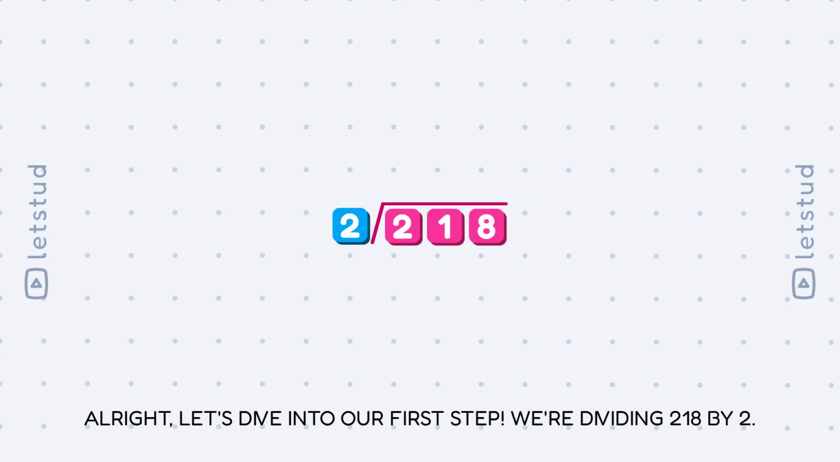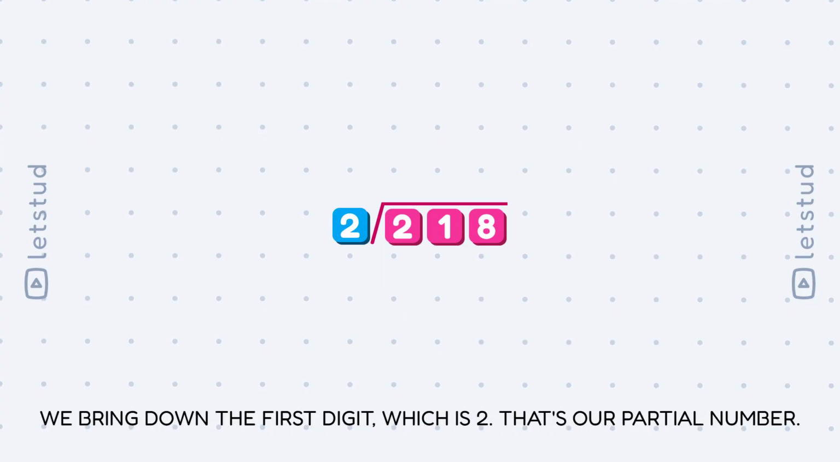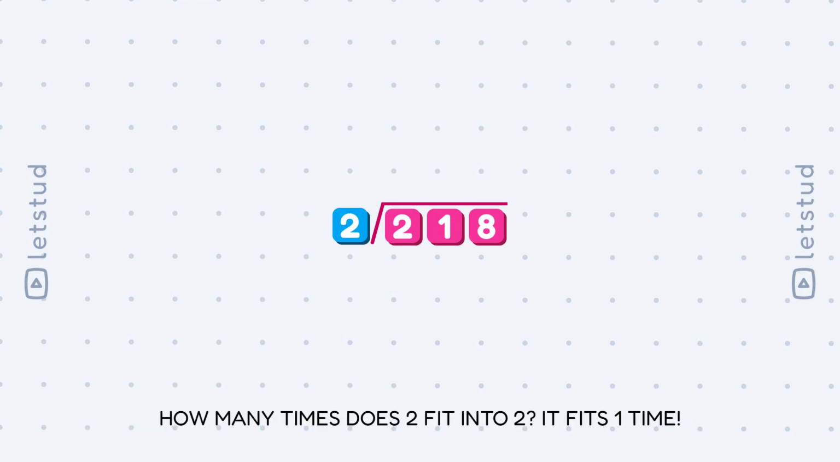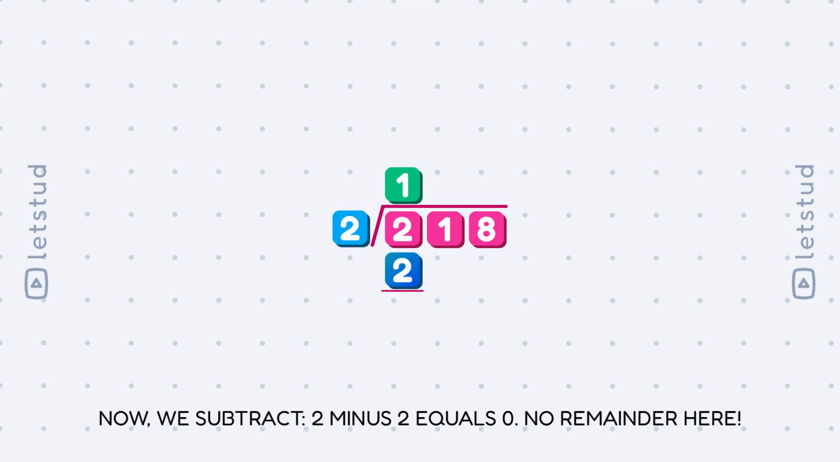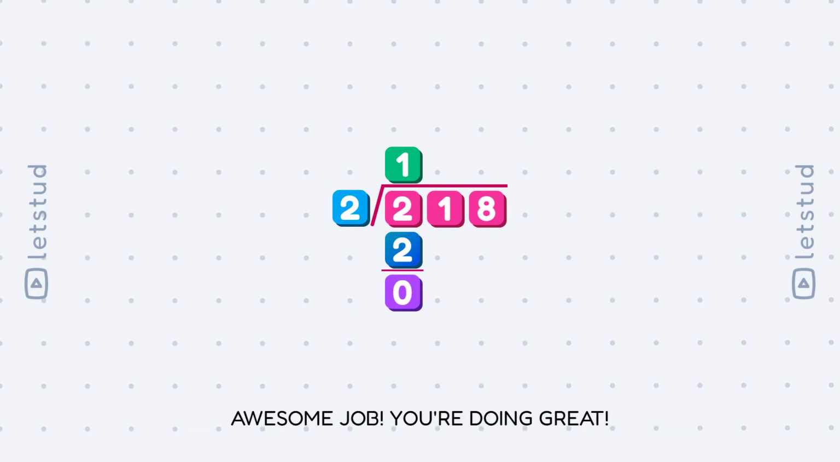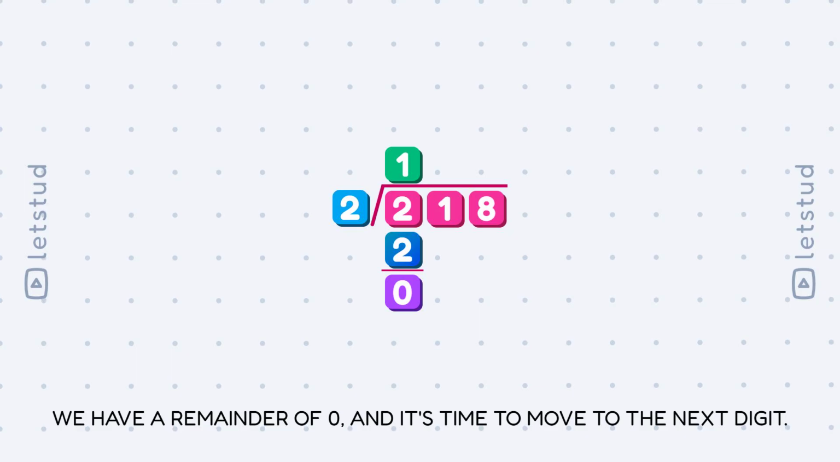Alright, let's dive into our first step. We're dividing 218 by 2. We bring down the first digit, which is 2. That's our partial number. How many times does 2 fit into 2? It fits 1 time. Let's check: 1 times 2 is 2. Write that down. Now we subtract: 2 minus 2 equals 0. No remainder here. Awesome job, you're doing great. We have a remainder of 0, and it's time to move to the next digit.